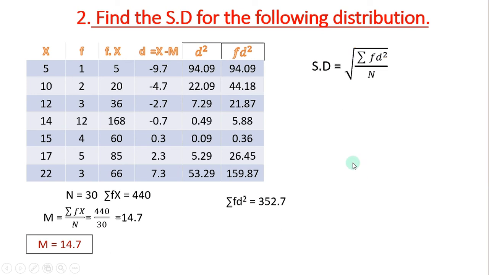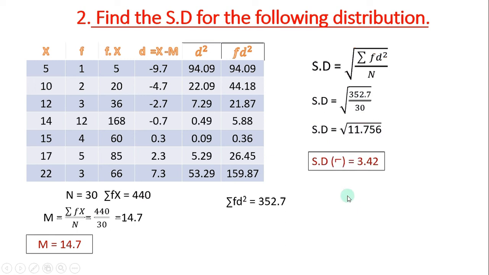Now you know the formula to find the standard deviation, square root of sigma fd square by n, that is square root of 352.7 by 30. So standard deviation is equal to root of 11.756, that is 3.44, the standard deviation of the given distribution. This is how we have to calculate.